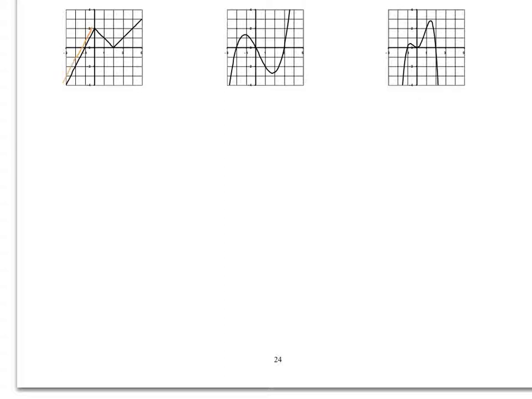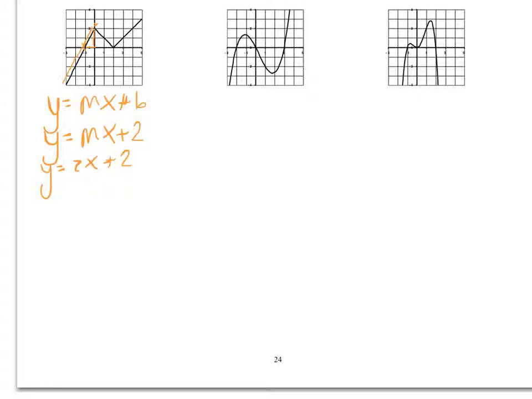So this line, which I marked in orange, looks like it has a y-intercept of 2. So its equation will be y equals mx plus b, and I already know the b is 2 because I can see where it crosses the y-axis. And then its slope, you can calculate either by choosing 2 points, or you could see that from this point to this point, the graph goes over 1 and up 2. So rise over run would be 2 over 1. So the equation is y equals 2x plus 2.